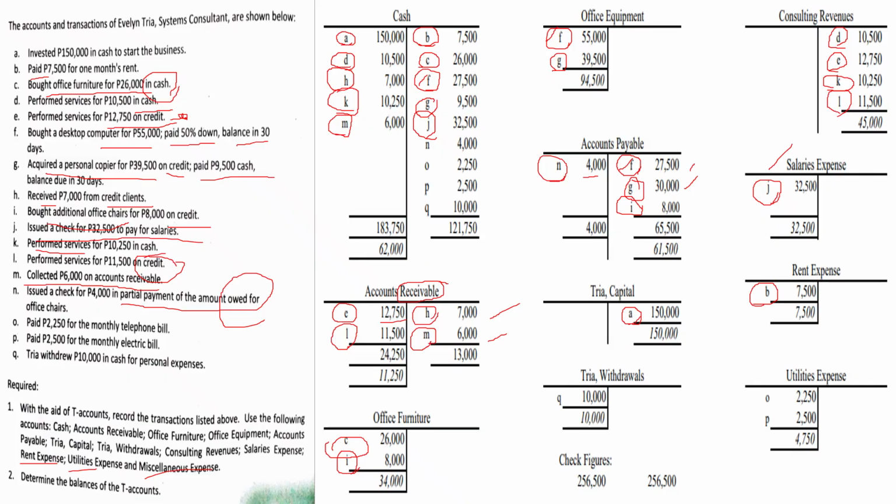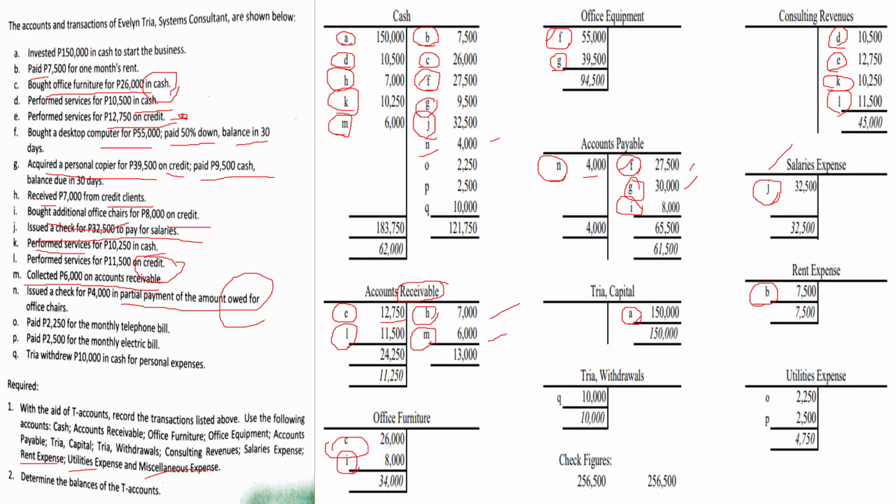Okay, to reflect the decrease in liability because when we have payment, liability is decreased. And when we pay, of course, we pay cash. So our cash will also decrease. So letter N, we credit cash.